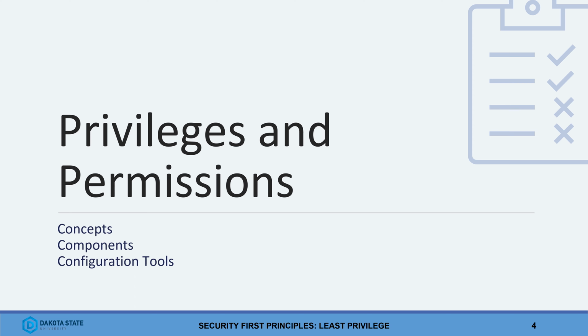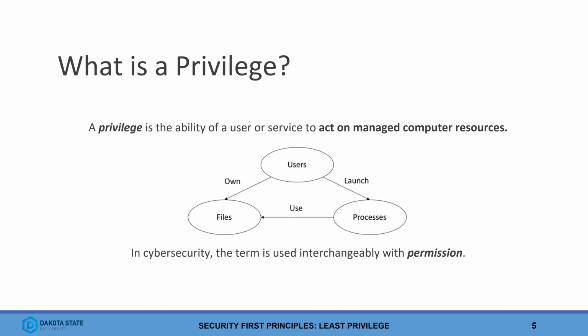First, we need to discuss the general concept of privileges and permissions, the components of operating systems that rely on them for various functions, and privilege configuration, management, and monitoring tools on Windows and Linux. Put quite simply, a privilege is the ability of a user or a service to act on managed computer resources. It can be used interchangeably with the term permission, or in less common cases, the term right.